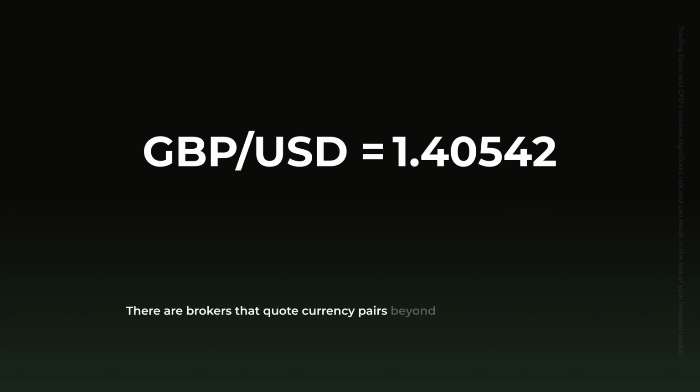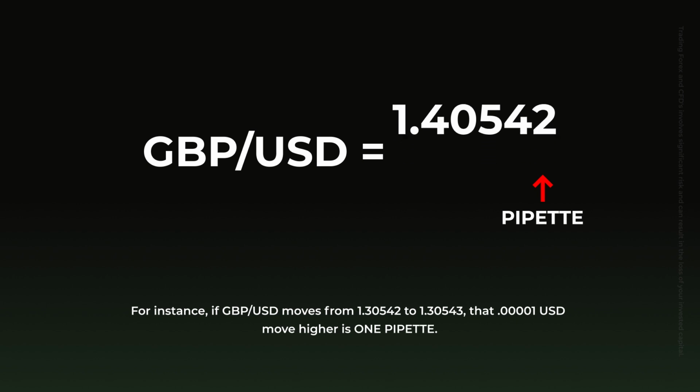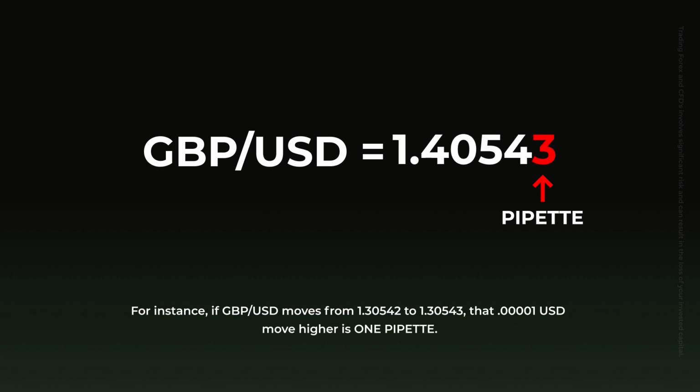There are brokers that quote currency pairs beyond the standard 4 and 2 decimal places to 5 and 3 decimal places. They are quoting fractional pips, also called pipettes. For instance, if GBP/USD moves from 1.30542 to 1.30543, that 0.00001 USD move higher is 1 pipette.